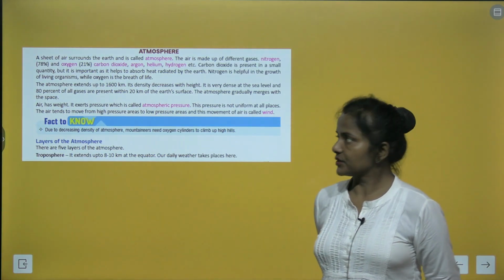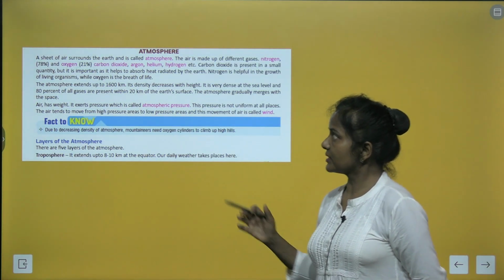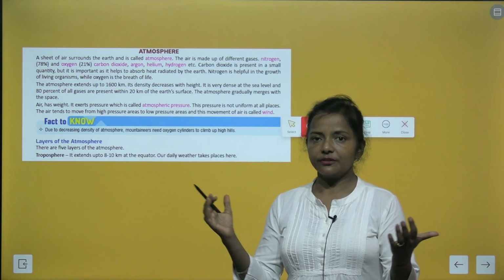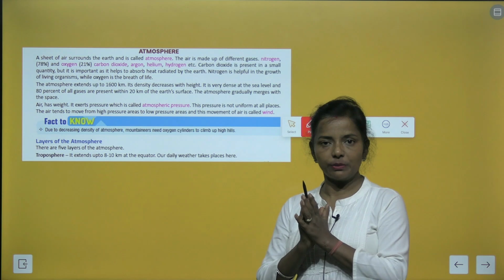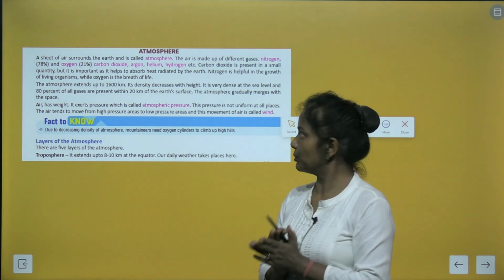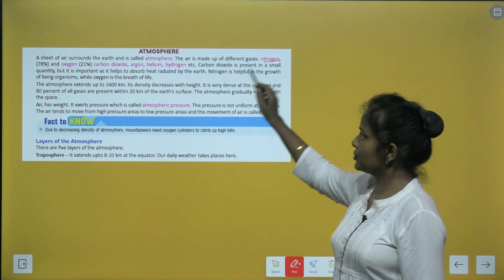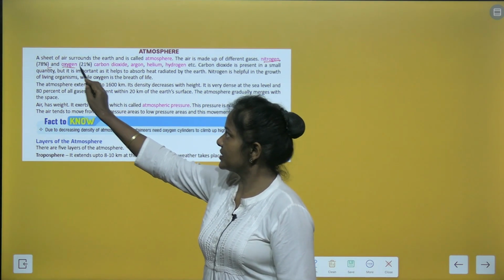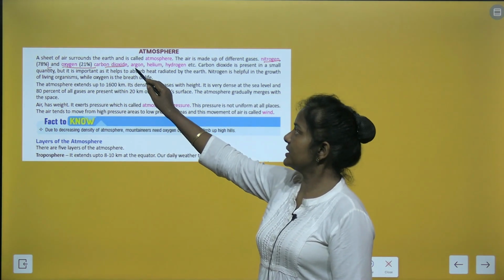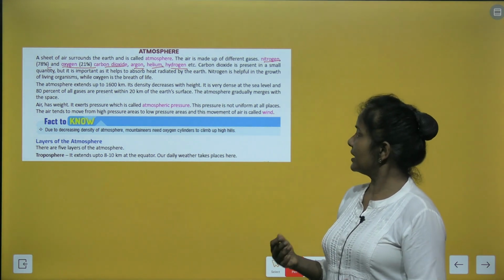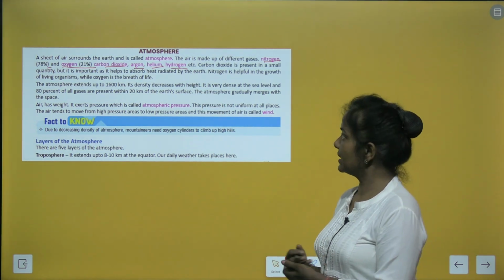Now comes the atmosphere. A sheet of air surrounds the earth and is called atmosphere. Earth के चारों तरफ एक हवा की एक sheet बनी हुई है जिसे कहा जाता है atmosphere. The air is made up of different gases: nitrogen 78%, oxygen 21%, carbon dioxide, argon, helium, hydrogen, etc. अब जो air है वो अलग-अलग gases से मिलके बनती है.